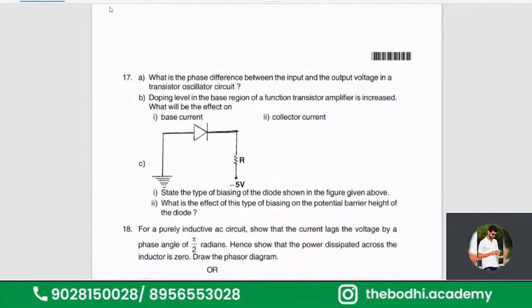Alright, next. What is the phase difference between the input and the output voltage in a transistor? It's a transistor, so out of syllabus. Ignore. This is also out of syllabus. Ignore. Phase current, collector current. Let's come to the C part.